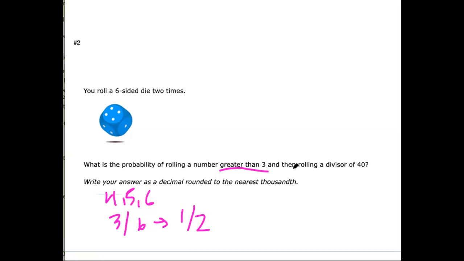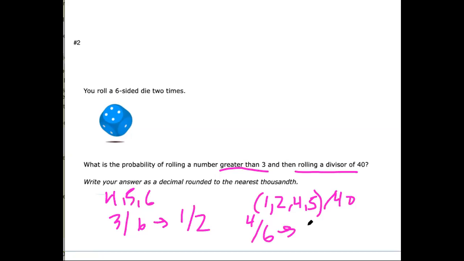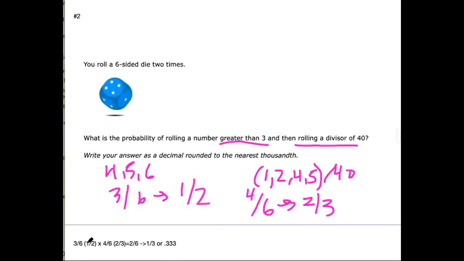And then we're looking for rolling a divisor of 40. Okay, so 40 can be divided evenly by 1, 2, 3 doesn't work, 4, and 5. So there's 4 different possibilities there. So this would be a 4 out of 6, which we're going to reduce down to 2/3, and then we're going to multiply those together. Okay, so you have 1/2 times 2/3.